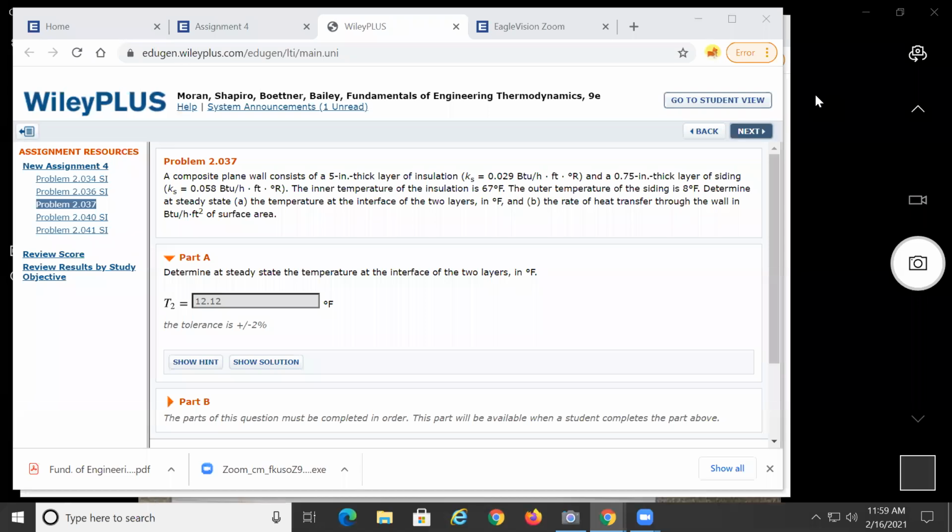All right, so somebody asked me to go and look at problem 237, so let's look at it. But again, it's going to be different data for everybody, or at least it should be, so I can just go through the procedure, no? Okay, so assignment 4, problem 2.037.